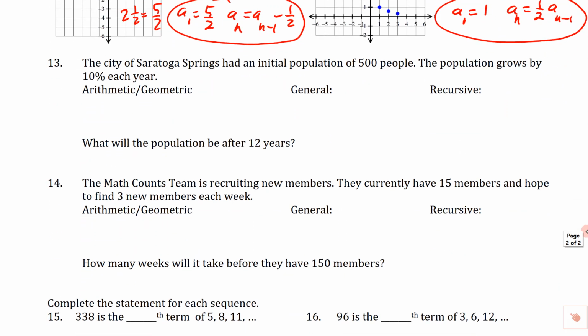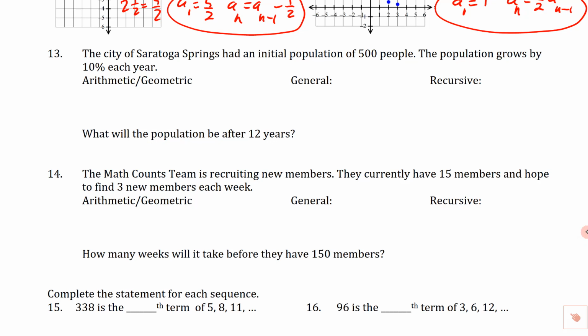Let's take a look at number 13. It says the city of Saratoga Springs had an initial population of 500 people. The population grows by 10% each year. We want to figure out whether this is arithmetic or geometric, write down the general and recursive formula, and then what's the population after 12 years. Well, let's write down what we've got here. So it has an initial population of 500. So before we start the stopwatch, there are 500 people in Saratoga Springs.